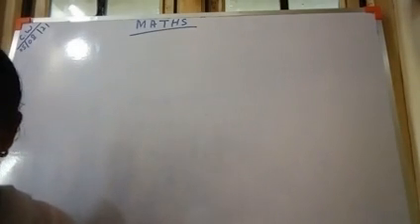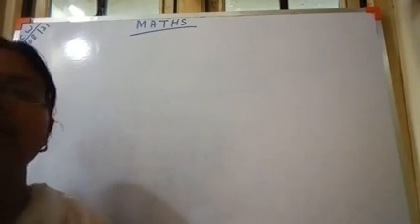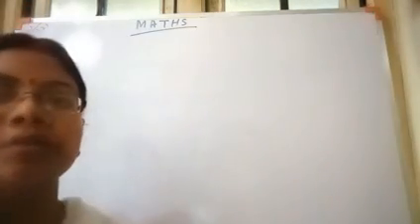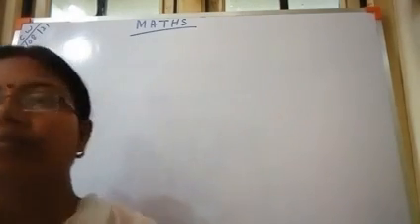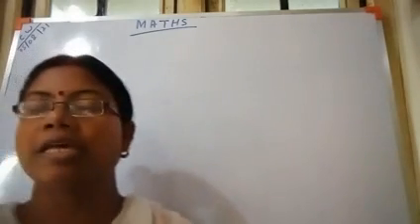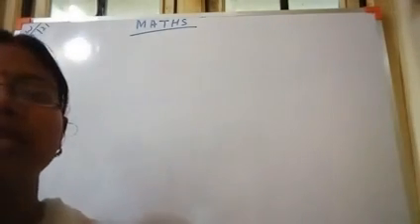Today's maths class, I am going to teach you ascending order. Again, we will do the ascending order today. The most important thing is ascending order means smaller number to bigger number. Every day I am saying ascending means smaller number to bigger number.